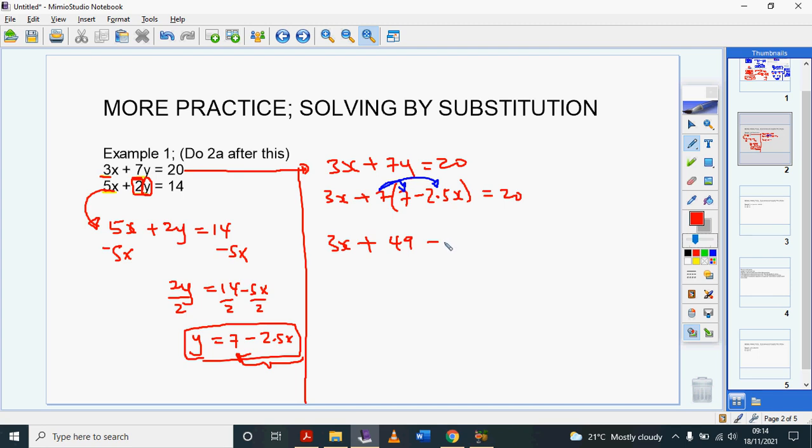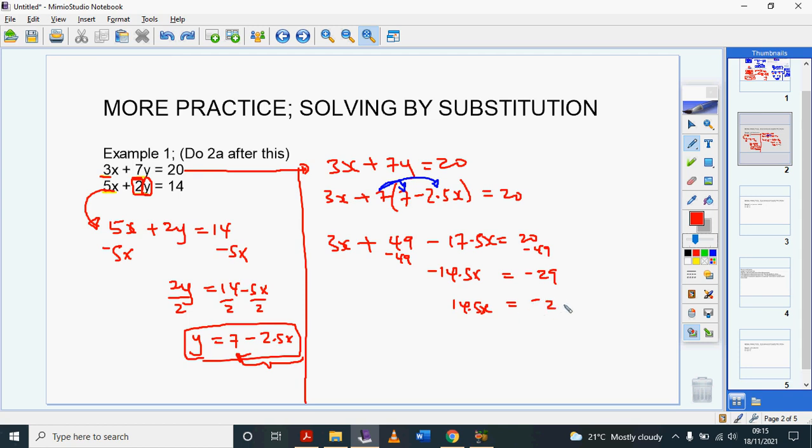Let's see, 7 times 2.5 is 17.5. Yeah, 17.5x is equal to 20. Sorry, this has an x. So I have 3x minus 17.5x, and that gives me negative 14.5x. Right? I'm going to take this 49 away from both sides. Then I'll have this is equal to negative 29. So I have negative 14.5x is equal to negative 29, right?